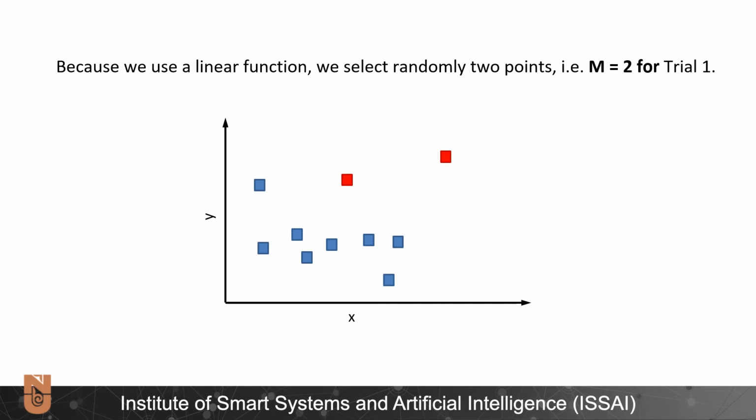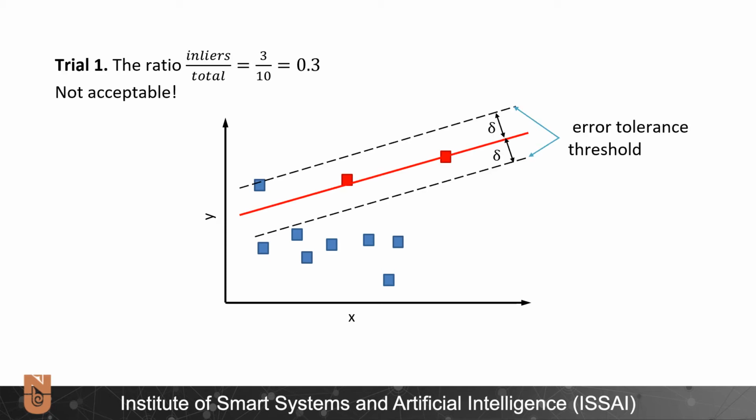Because we use a linear function to identify the ground line, we randomly select 2 points, m equal to 2. So let's have a look at trial 1. The randomly selected points are highlighted in red. We have estimated the line that crosses these 2 points, and by plotting error tolerance threshold lines, we can see that the ratio of inliers to total data points is equal to 0.3, which is not acceptable.